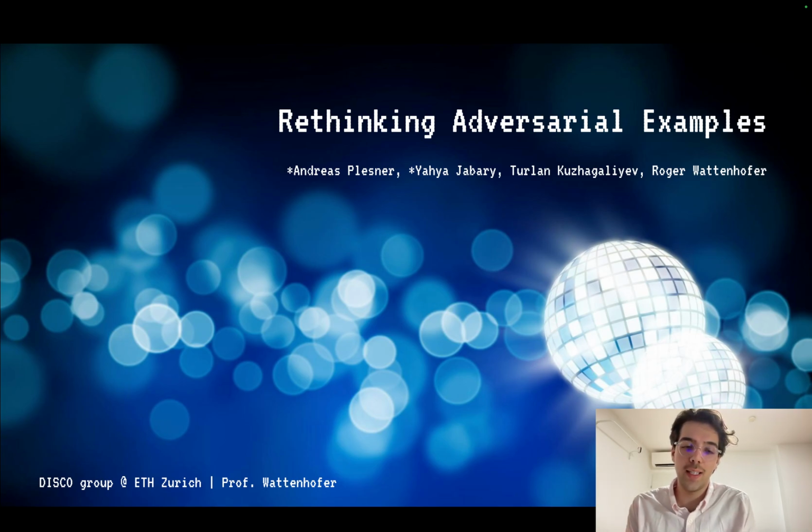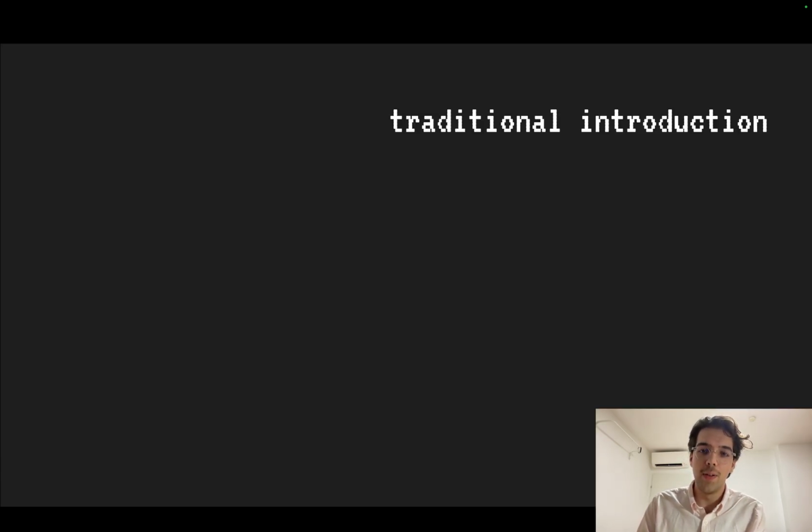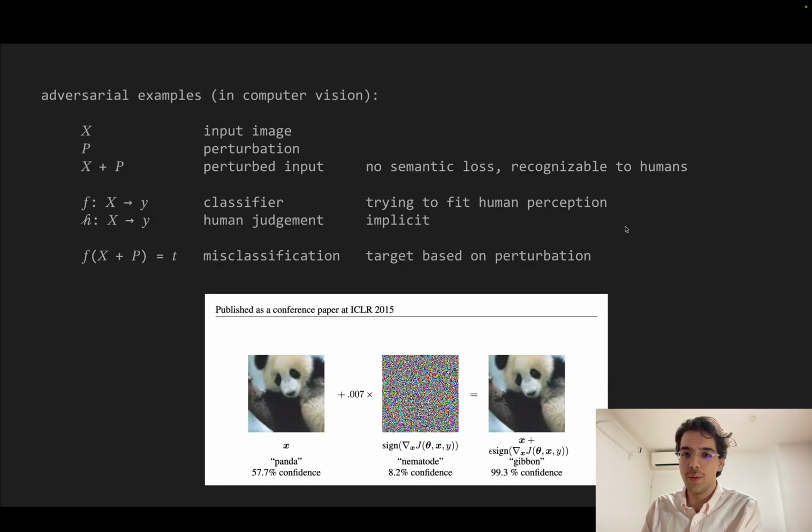Hi, and welcome to a quick paper review and discussion of our submission for the NeurIPS 2024 workshop for the adversarial machine learning track, "Seeing Through the Mask with Thinking Adversarial Examples for CAPTCHAs." To start off, I'd like to give you a quick intro to adversarial machine learning, specifically adversarial examples in computer vision. Then we'll dig deeper into the specifics of the paper, our results, and some intuition that we've got throughout the paper review journey.